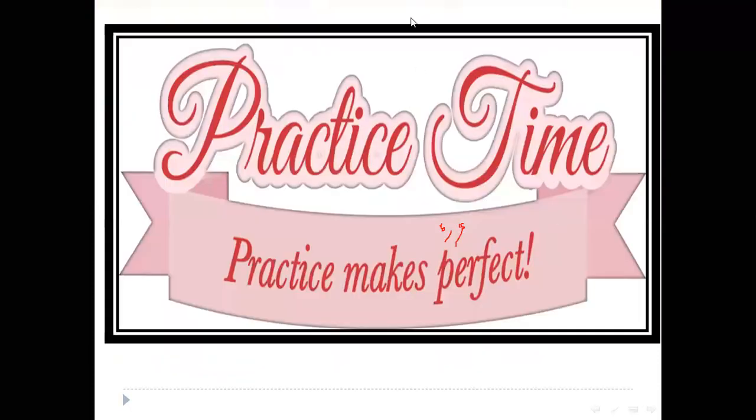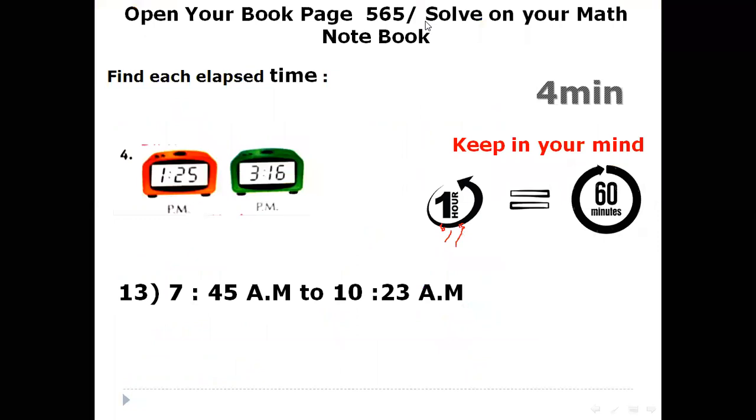Let's start with the practice time. Now open your book, your notebook, page 565 and 566. Try to solve these questions by yourself, 4 minutes to do them, and keep in your mind this note: in 1 hour, there are 60 minutes. Do questions 4 and 13. Find the elapsed time for each of them. When you're done, you can click to see the answers.